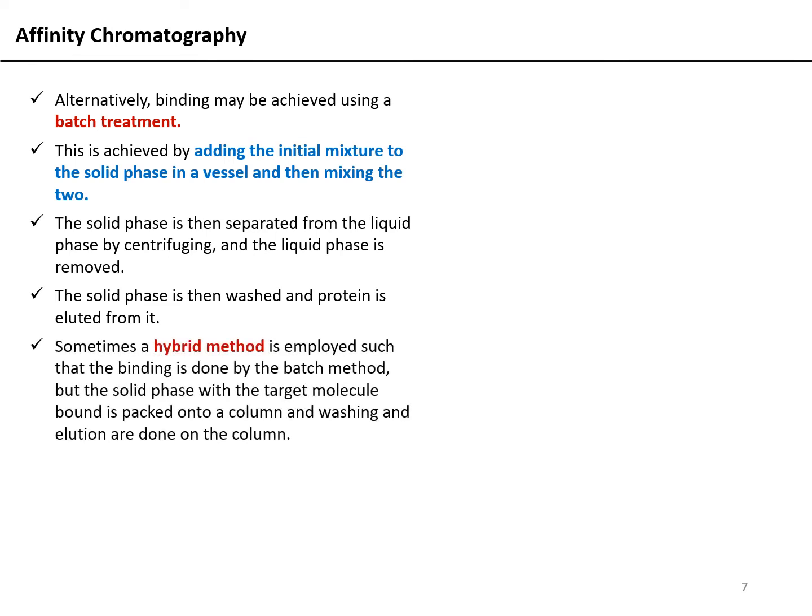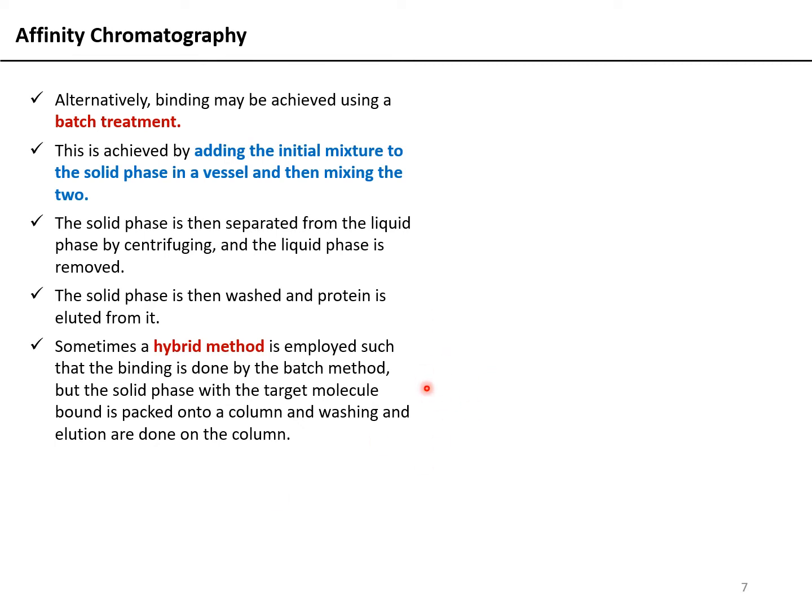Sometimes a hybrid method can also be employed, in which you essentially allow the binding to occur in this batch fashion, and after binding you take the beads and load them onto the column and then do the rest of the steps, that is washing and elution, on the column. So the hybrid method is employed such that the binding is done by batch method, but the solid phase along with the target molecule bound to it is then packed onto a column, and washing and elution are then done on the column. And this method is very commonly used in different labs.